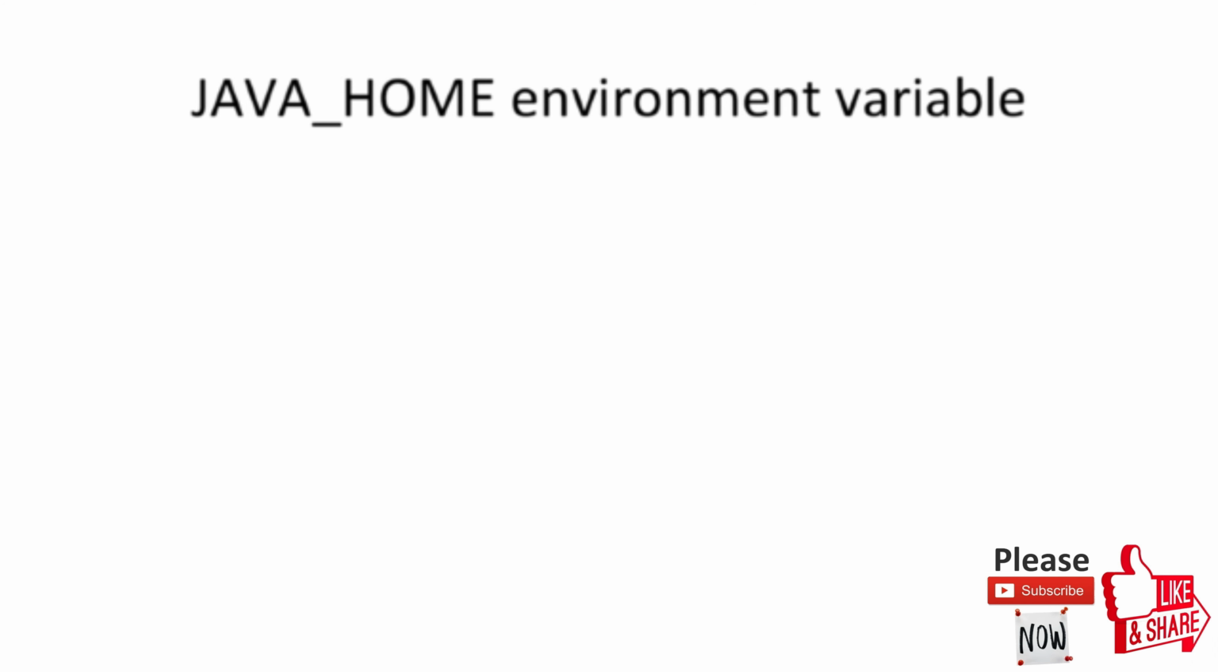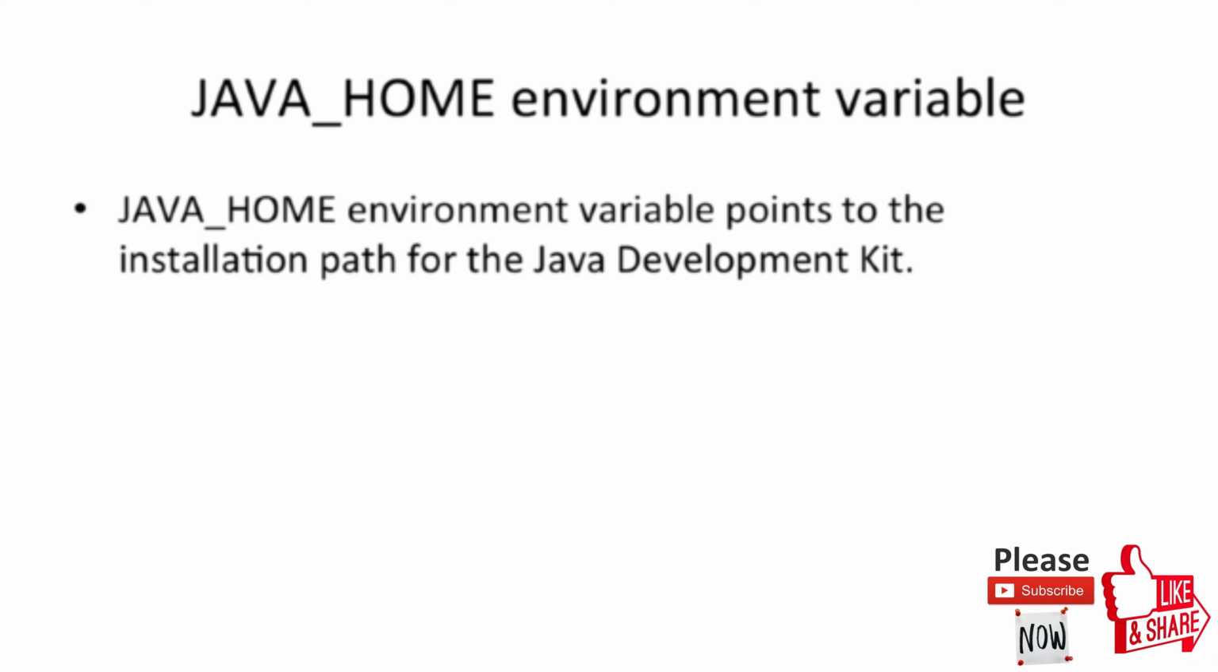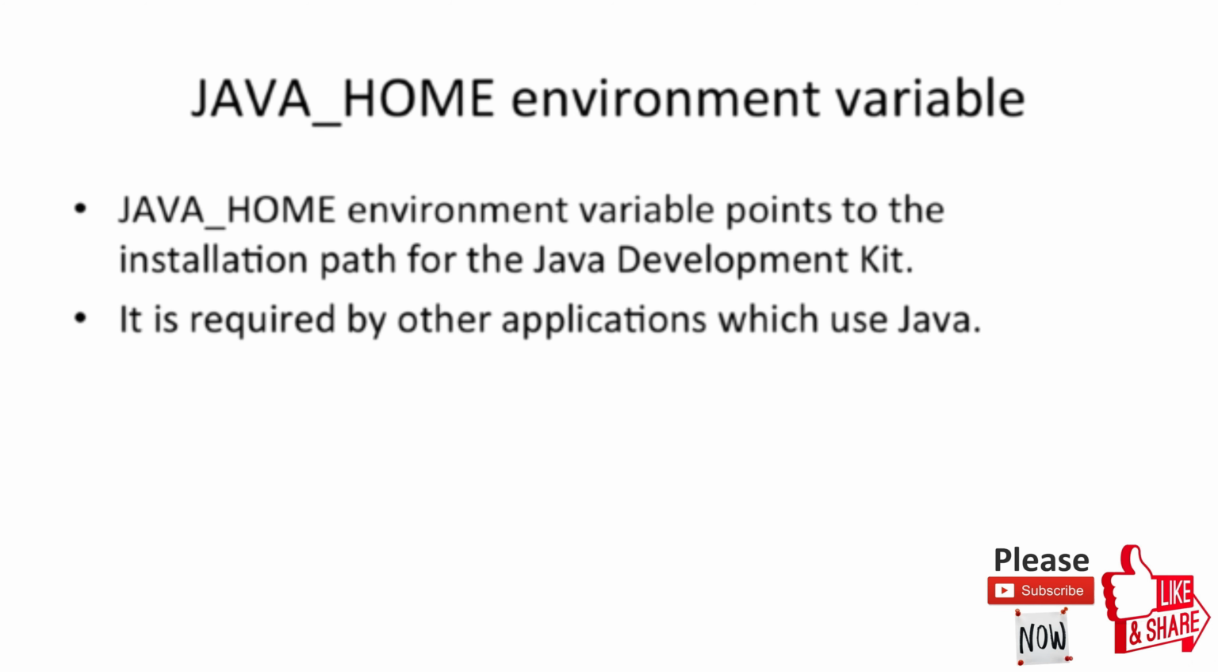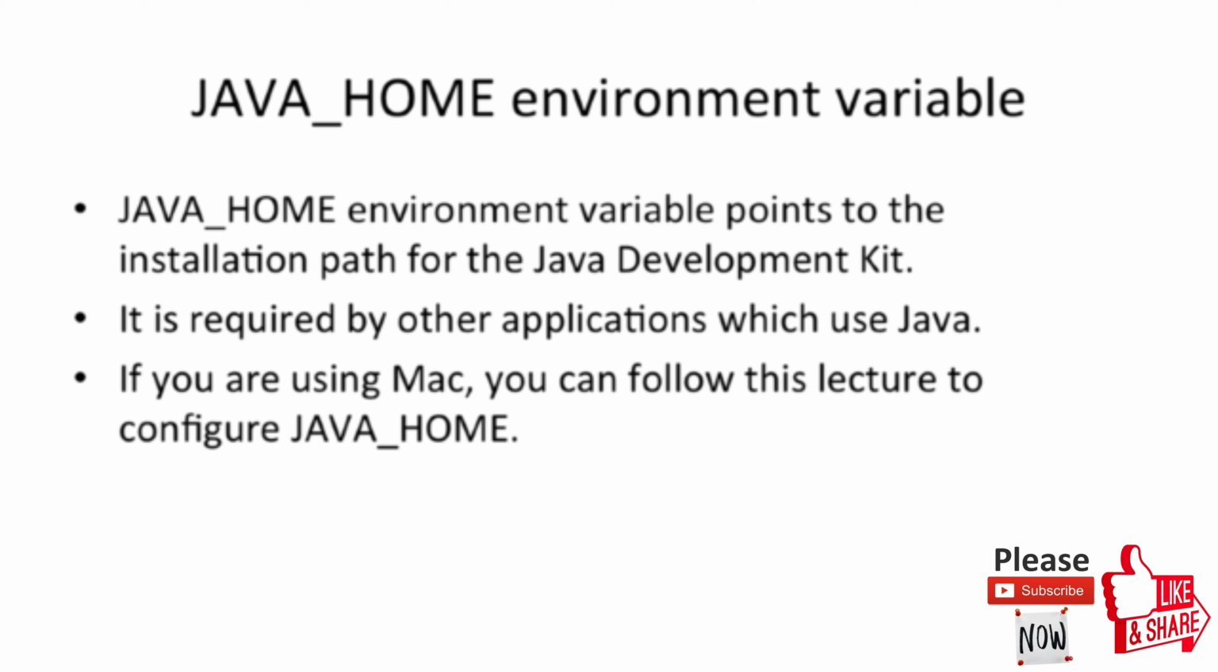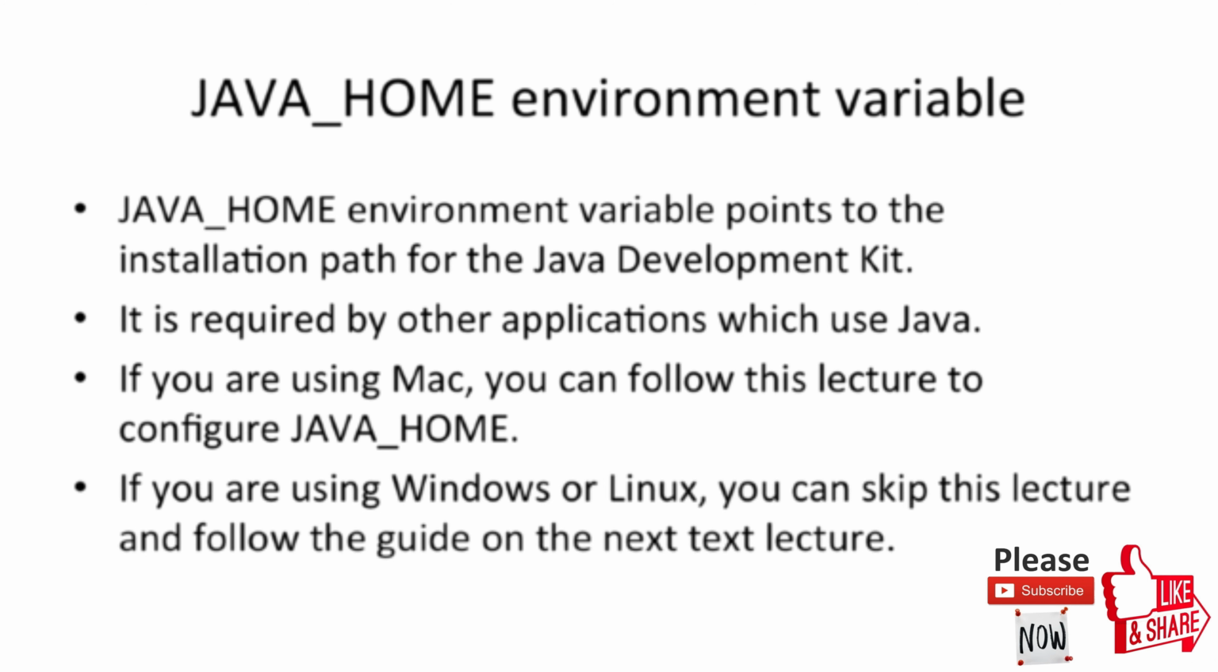Next, we'll configure the Java Home environment variable. The Java Home environment variable points to the installation path for the Java Development Kit, and it's required by other applications which use Java. The steps to configure it vary depending on what operating system you are using. I'll be demoing how to configure it on Mac. If you're running Windows or a Linux machine, you need to follow the instructions in the next lecture.